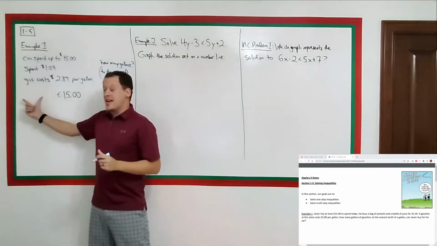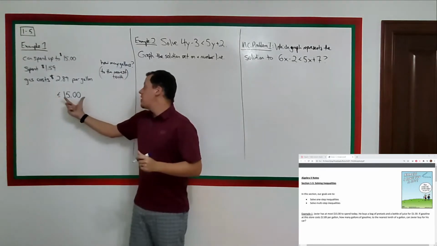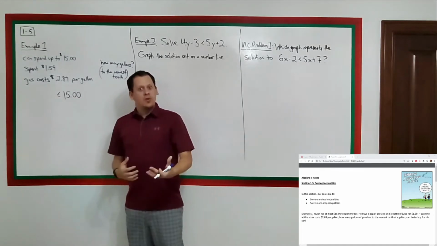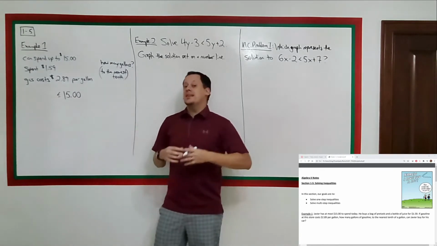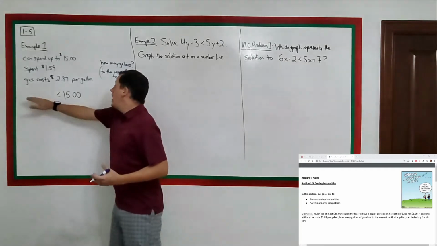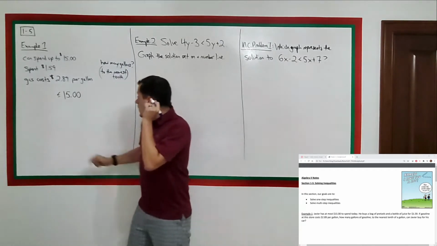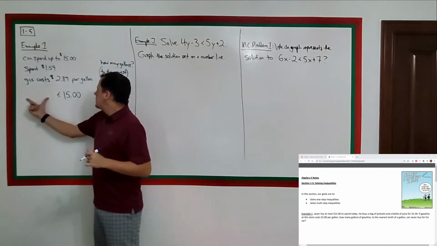That has to cost less than or equal to $15, which is how much he started with. So that's how we're going to set this up. We're going to set it as an inequality. Everything he buys has to be less than or equal to $15. So, what goes over here?